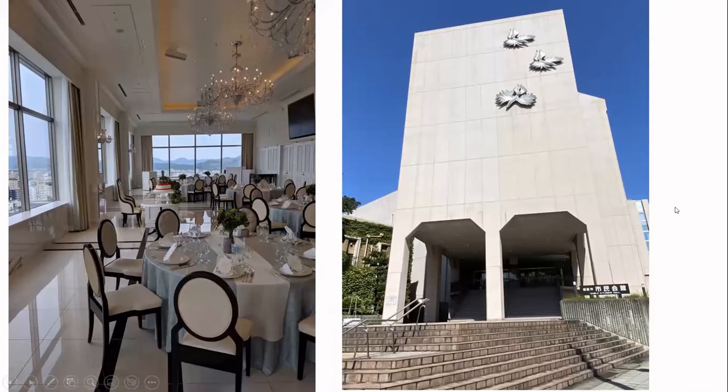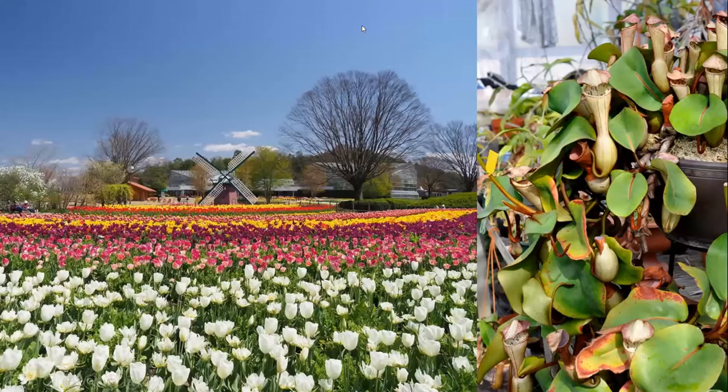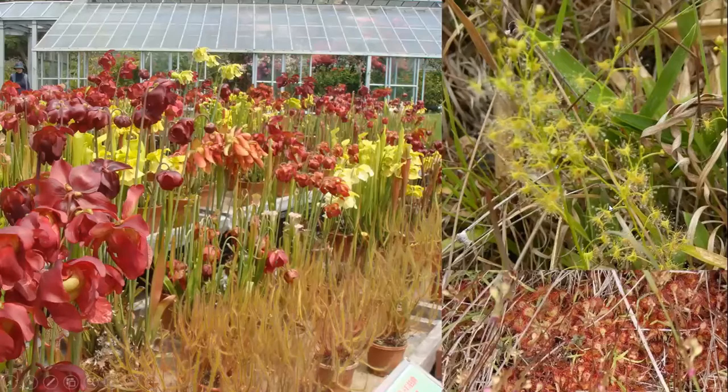Here are some photos of the beautiful facilities that we're going to be going to. This is where the conference is happening, and then nearby we'll be having a banquet. Here's one of the botanical gardens that has carnivorous plants. One of them just won the 2022 Guinness World Record for the longest pitcher, not seen here. And here's the facility. They have some beautiful rare Nepenthes. We're going to be able to see a lot of cool carnivorous plants from around the world, but of course, we're excited for the ones that are native to Japan.